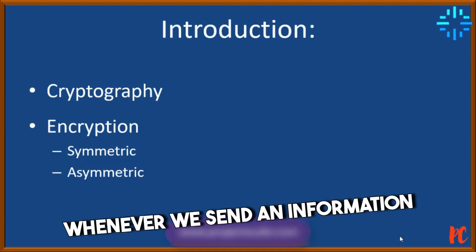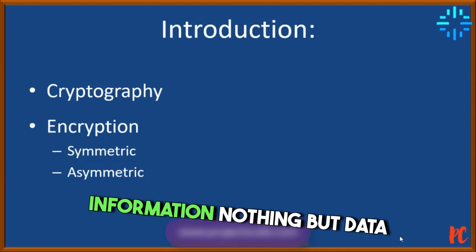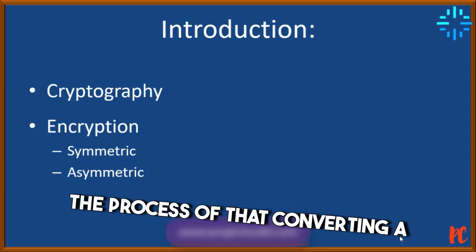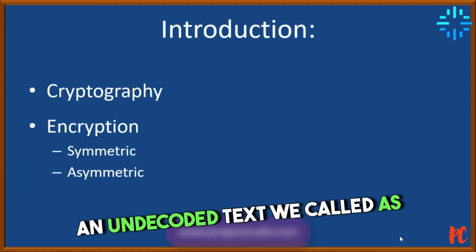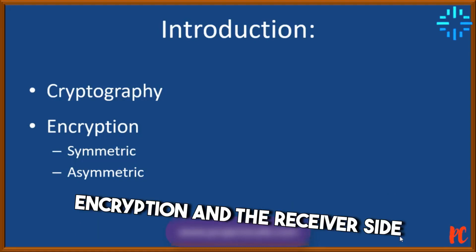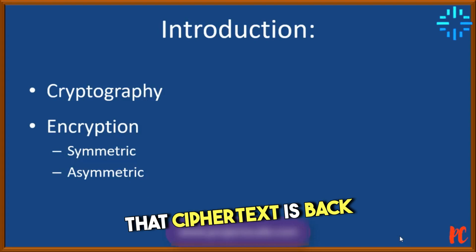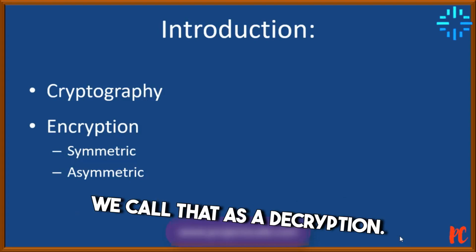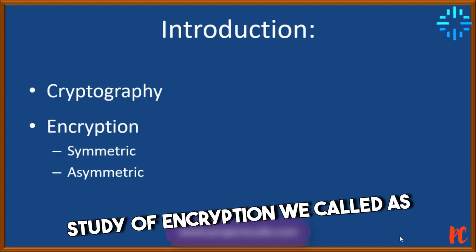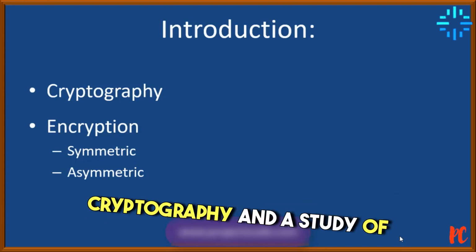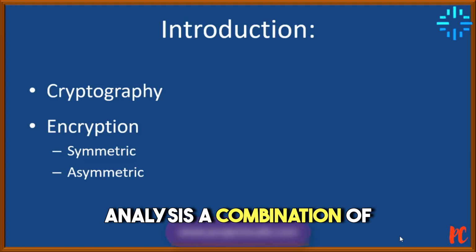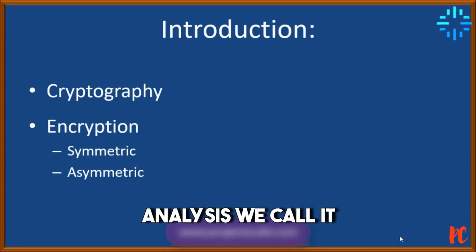Generally, whenever we send information, nothing but data, we simply call it plain text. The process of converting plain text into cipher text, an undecoded text, we call encryption. On the receiver side, that cipher text is converted back into plain text and we call that decryption. Simply speaking, the study of encryption we call cryptography and the study of decryption we call cryptanalysis. A combination of cryptography and cryptanalysis we call cryptology.